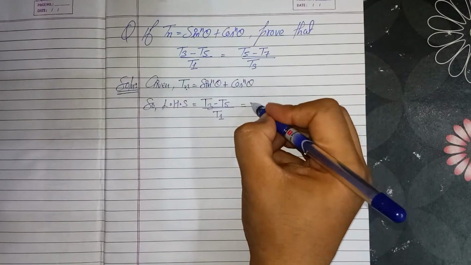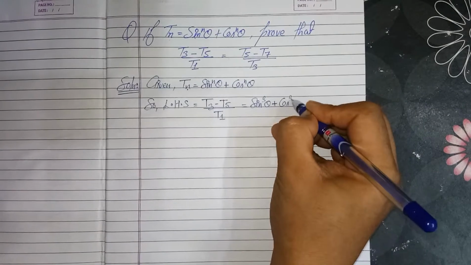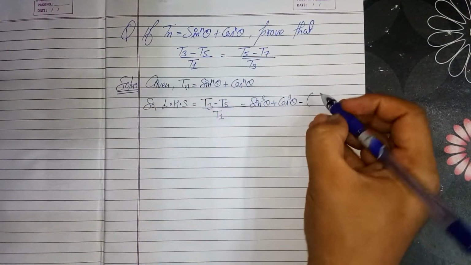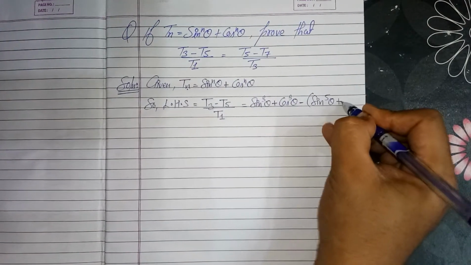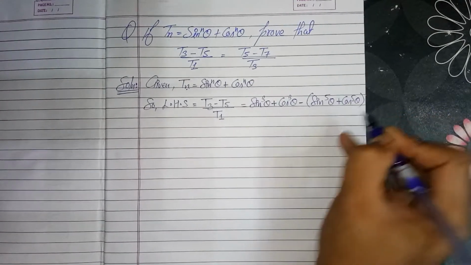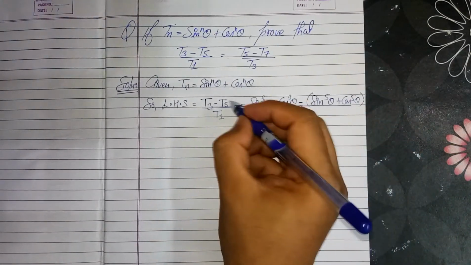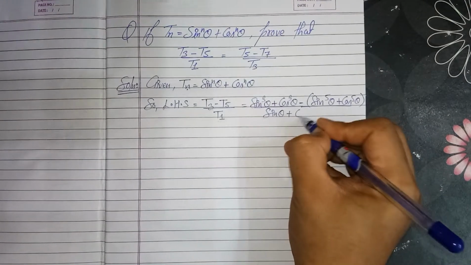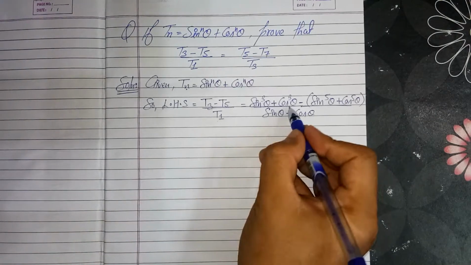So T3 is sin cube theta plus cos cube theta, and this is minus, now T5 is simply put n equals 5, that means sin 5 theta plus cos 5 theta, and in the denominator portion we have T1, which is simply sin theta plus cos theta, right? We have just replaced the value of n as per the requirement.